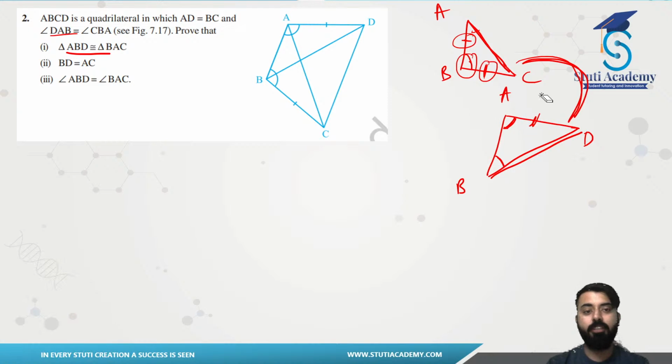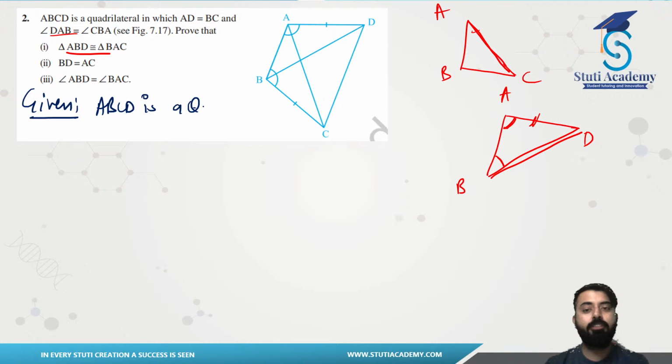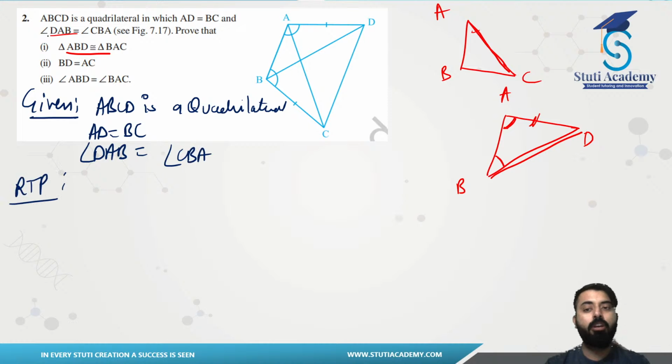I'm going to erase this and start with the proof now. So let's see what do we have in this. So for this, firstly, let's write given. ABCD is a quadrilateral in which AD is equal to BC and angle DAB is equal to angle CBA. Now required to prove is what? Required to prove is all these three things. You have to write them down here, write them down on your own.